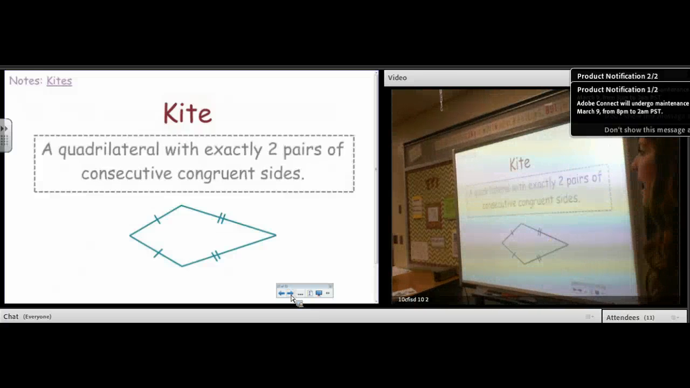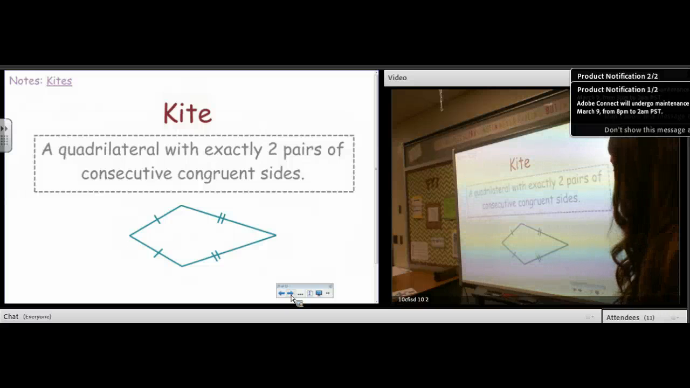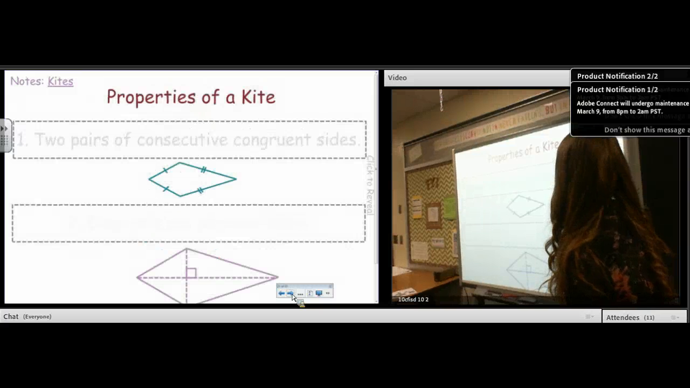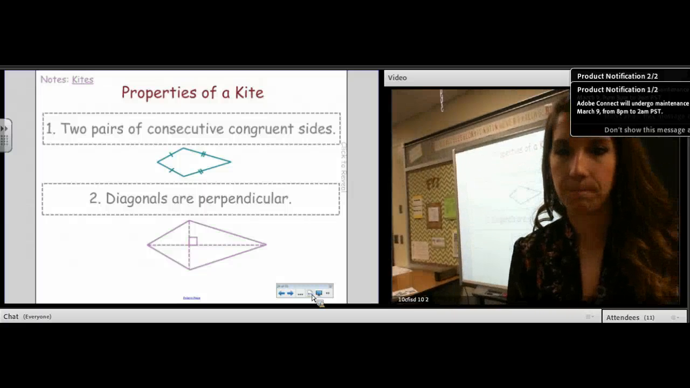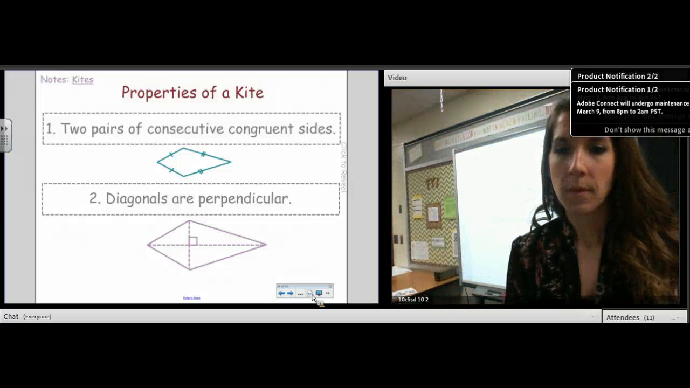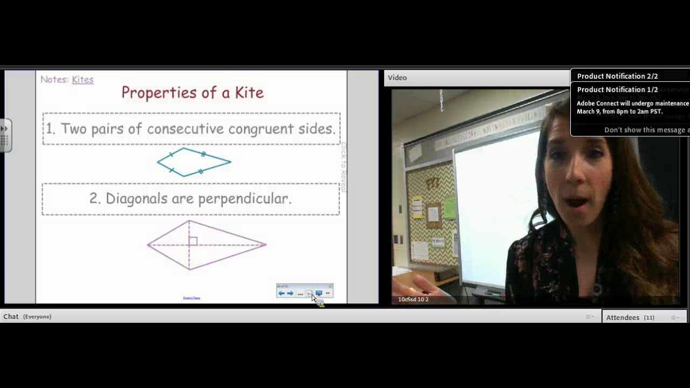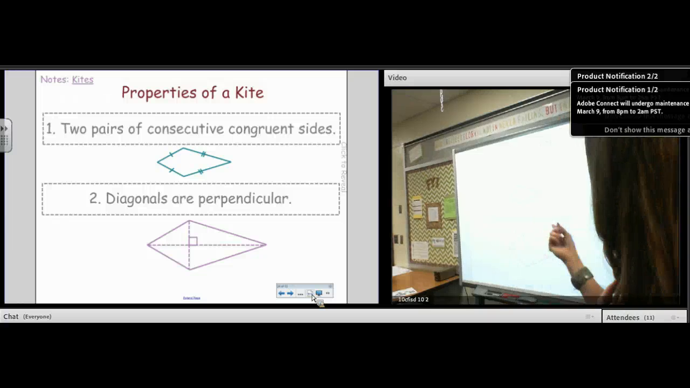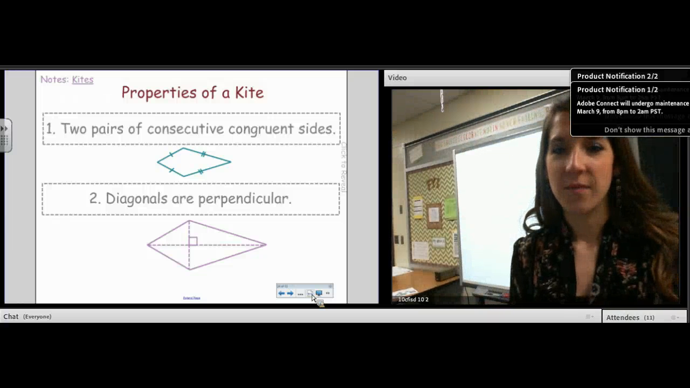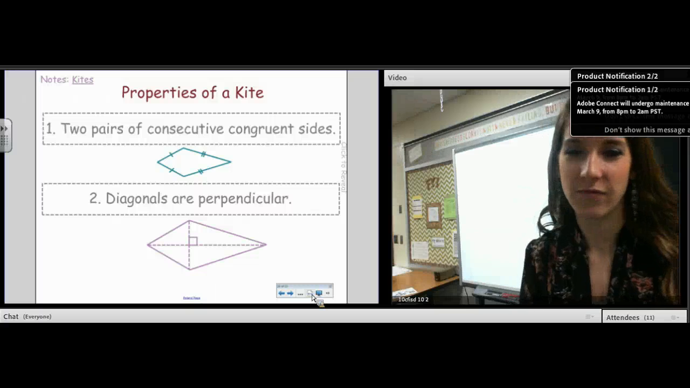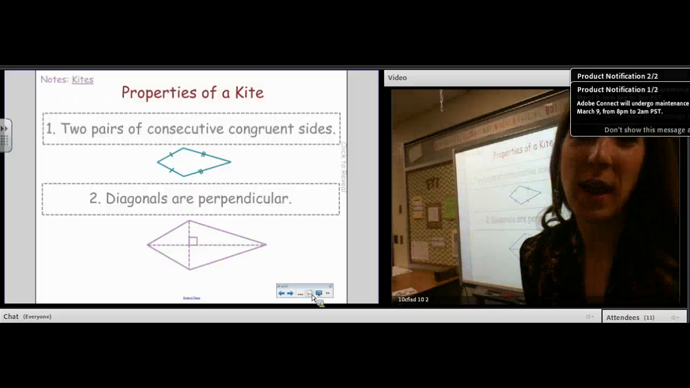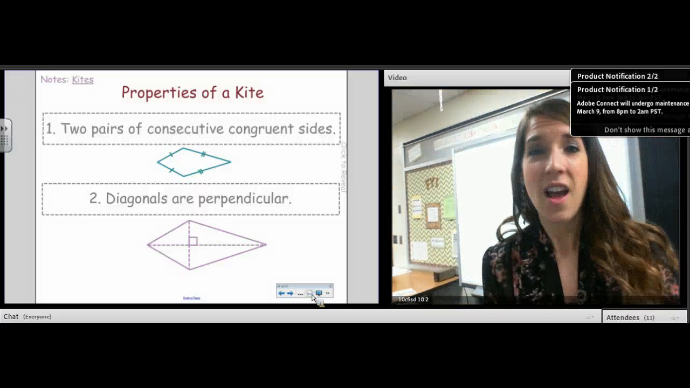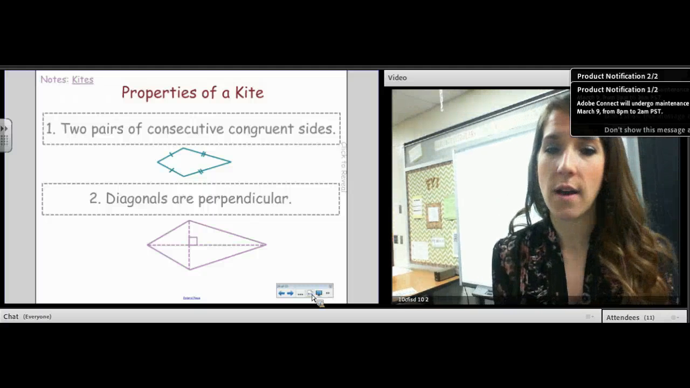So by definition, a kite is a quadrilateral with exactly 2 pairs of consecutive congruent sides. So that's property number 1. And the kite stole a property from rhombus. Diagonals are perpendicular. They must be cousins or something. They share a trait. So every time you're given a rhombus and every time you're given a kite, I would put a box right in the middle so I know I've got right triangles.